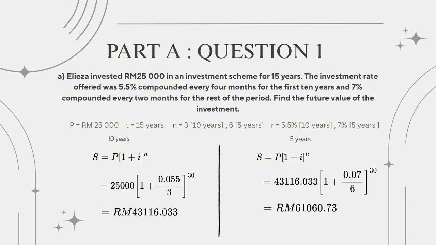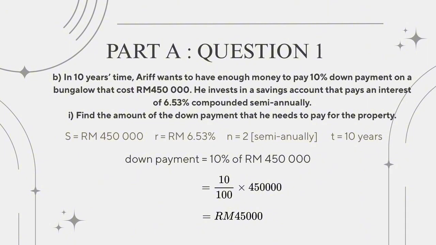Now, for the next 5 years, the new principal is 43,160.033. The annual interest rate is 7%, compounded every 2 months, which means 6 periods per year. Over 5 years, that is 6 times 5, which is 30 periods. We calculate 43,160.033(1 + 0.07/6)^30. This equals 61,060.73 ringgit. Therefore, the future value of Eliza's investment after 15 years is 61,060.73 ringgit.